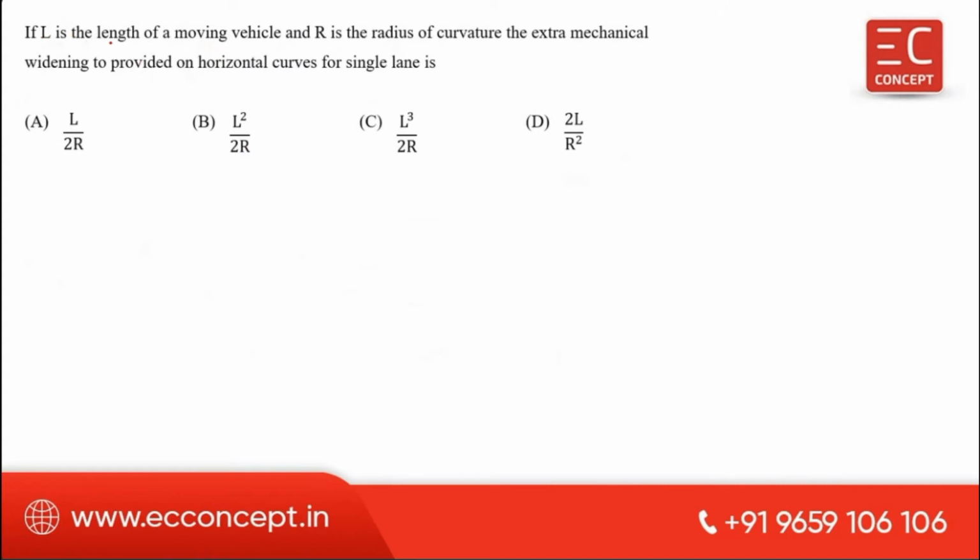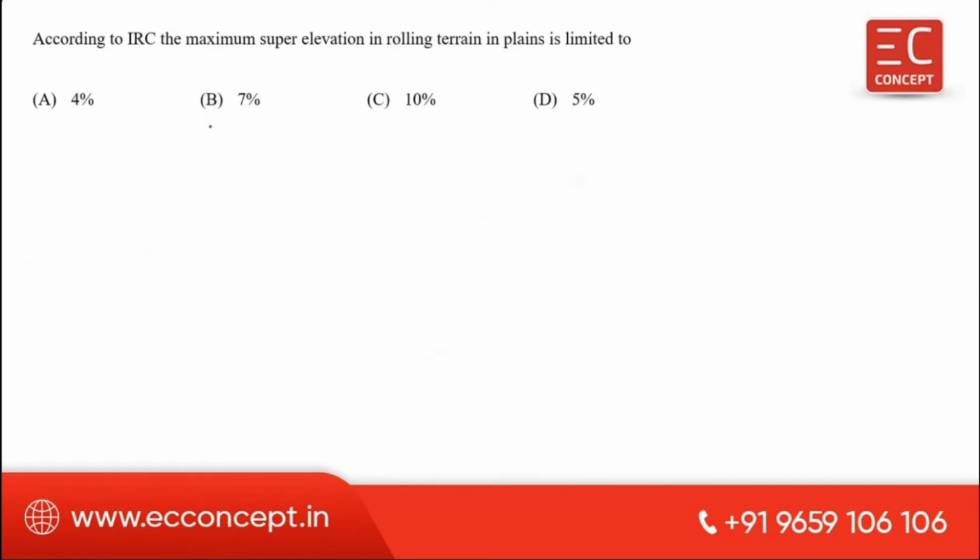Now, if L is the length of the moving vehicle and R is the radius of the curvature, the extra mechanical widening to be provided on the horizontal curve for a single lane. Single lane, this is the extra mechanical widening. So we know that mechanical widening is equal to N L square divided by 2R. So for single lane, since N is equal to 1, L square by 2R. This is the answer. Okay, next one.